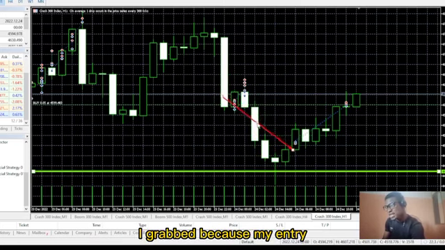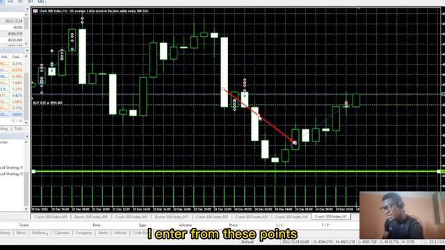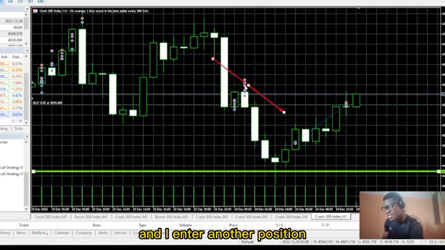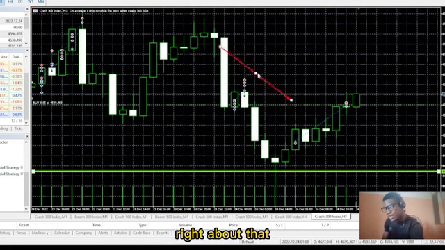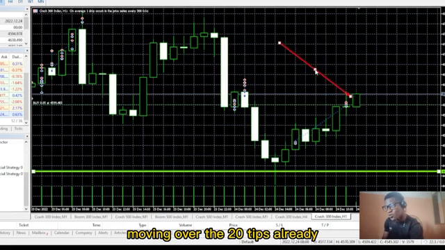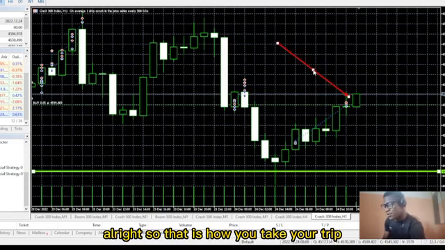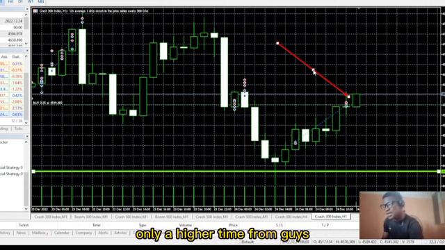Look at my entry. I entered from this point, and I stayed until this point. These two points here gave me up to 100 pips. Here to here gave me up to 100 pips, and I entered another position right about that exit point. I closed, and currently we are moving over 20 pips already right here. All right, so that is how you take your trade on a higher time frame, guys.